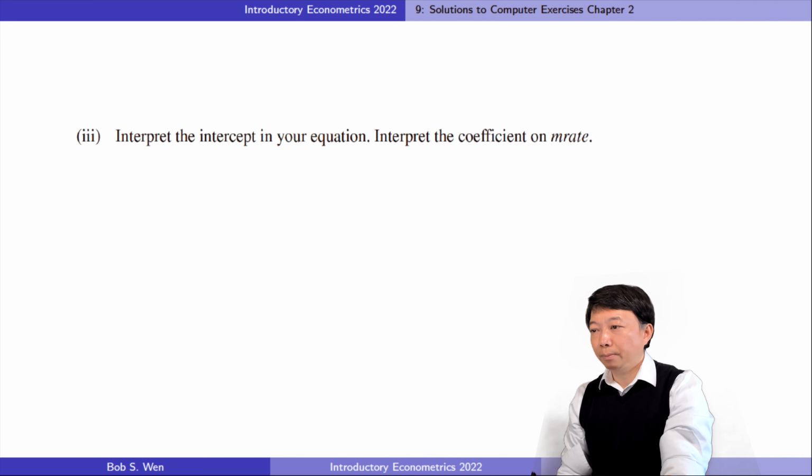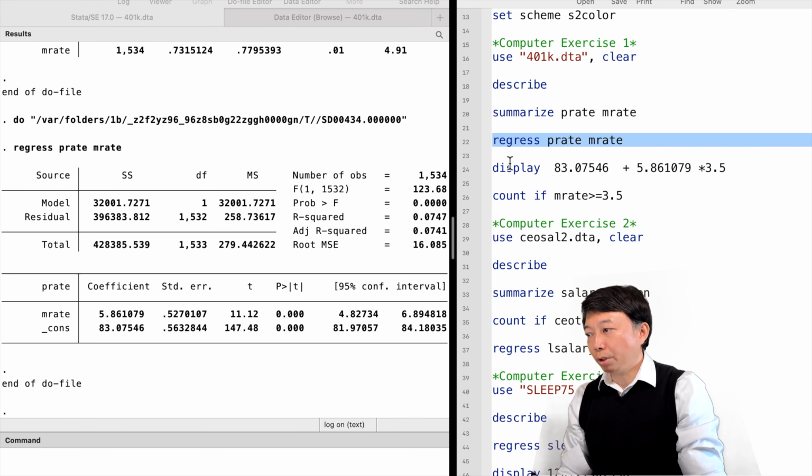The third question. The intercept implies that if the match rate is 0, the predicted participation rate is 83.08%. The slope estimate suggests that if the firm's match rate increases by $1, the workers' participation rate will increase by 5.86% on average.